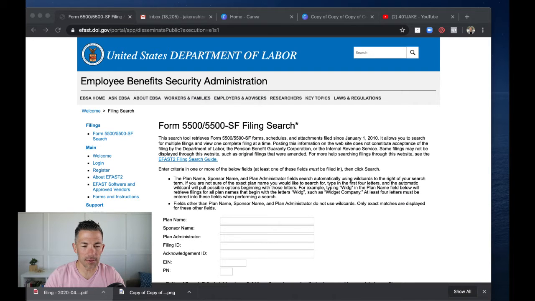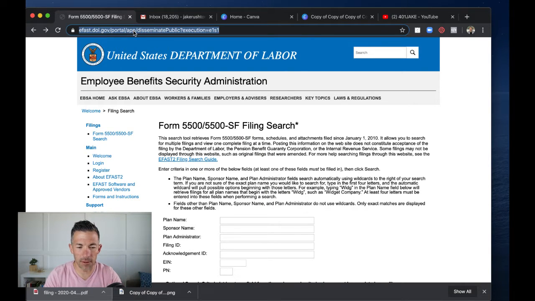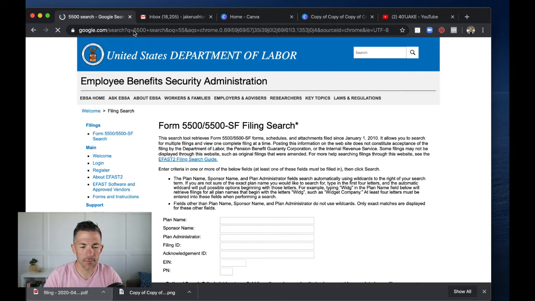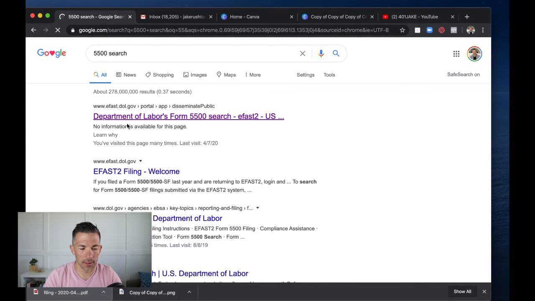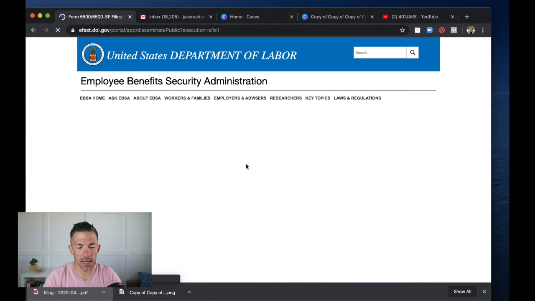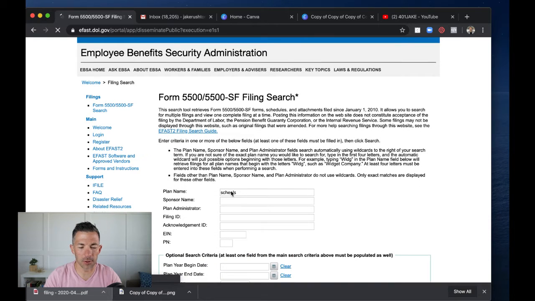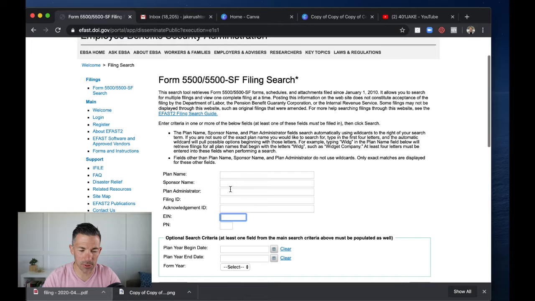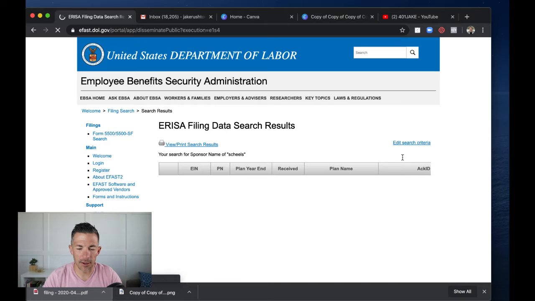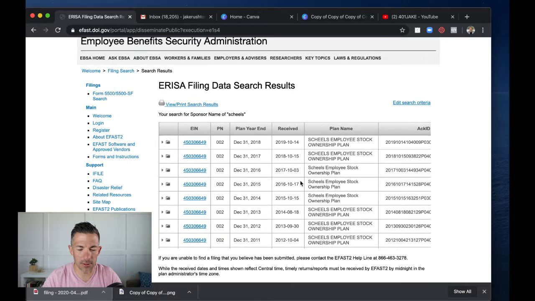So actually, you come here and you go 5500 search and Google that. It is going to pull up the first page there, the EFAST Department of Labor.gov site. And here, it's already pre-filled because that's who I was going to search. You can do it by the sponsor name, which is the company name, or the plan name. You can literally change the plan name to whatever you want if you're a plan administrator. Or if you have a tax ID, I often just search by the sponsor name. So let's look up Shields, one of my favorite stores. They're pretty big, so this will have a lot of information.